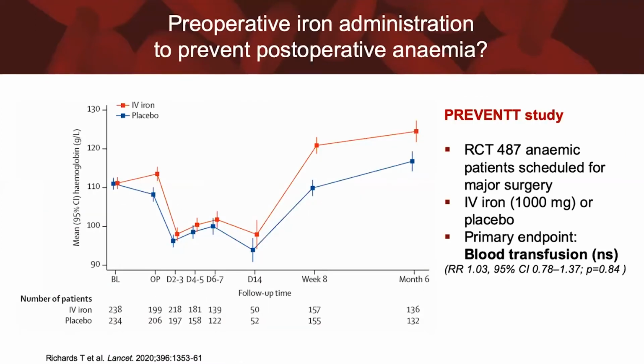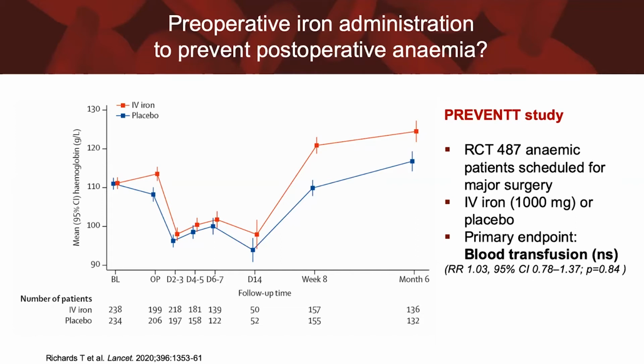The last question could be, is it worth giving IV iron to prevent postoperative anemia? This was the question of the very recent PREVENT study, which is a randomized control trial, including almost 500 anemic patients scheduled for major surgery to receive either IV iron, 1,000 milligrams, or placebo. So the study was negative regarding its primary endpoint, which was blood transfusion, with no difference between the two groups.